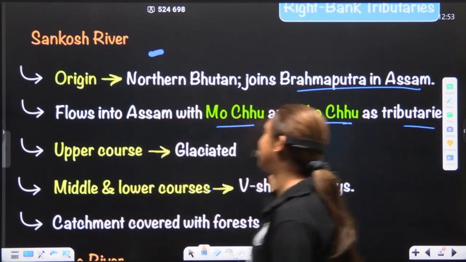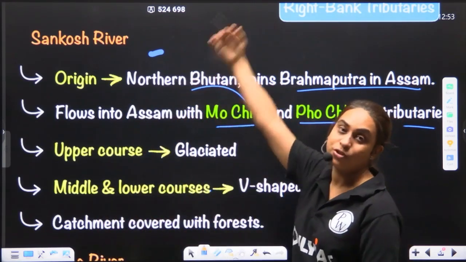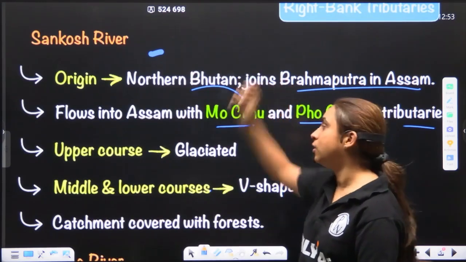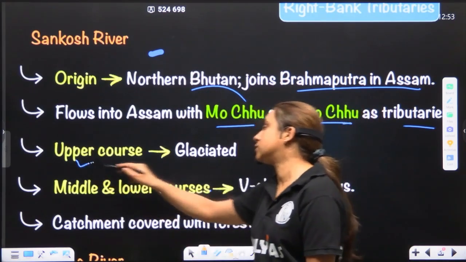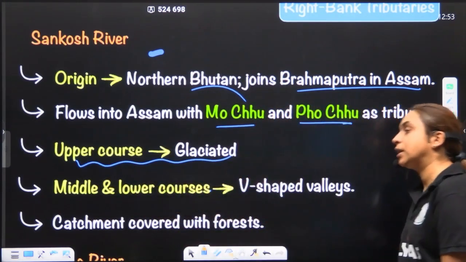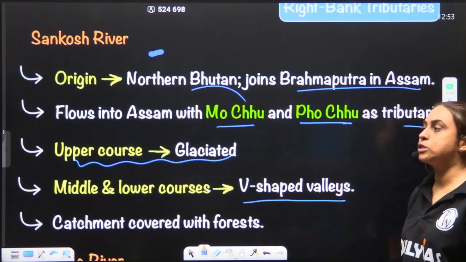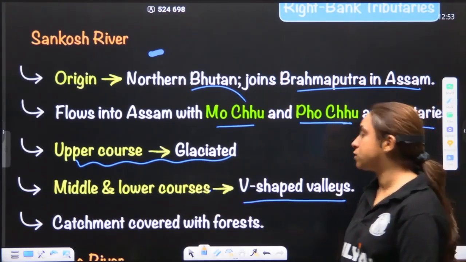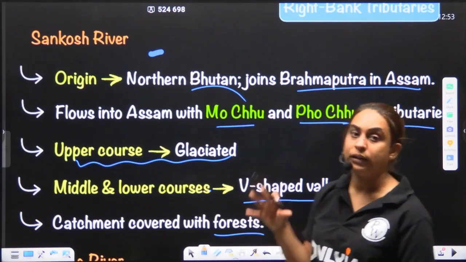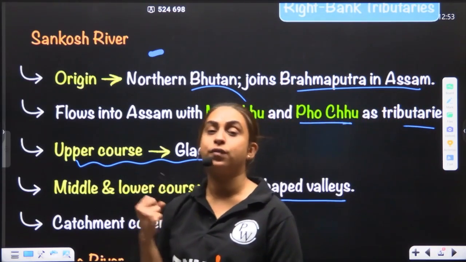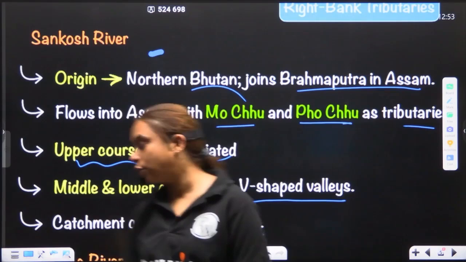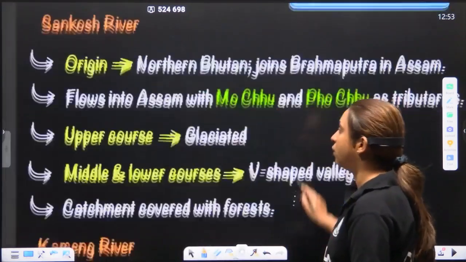Sankosh. These are the tributaries of Sankosh, and Sankosh is a tributary of the mighty Brahmaputra. The upper course of this Sankosh is glaciated. In the middle course, just above the lower course, it is forming a V-shaped valley, and it has a lot of forest along the catchment. So there's a lot of forest, there's a lot of water that can even be acquired from the roots there. So here you have the Sankosh.